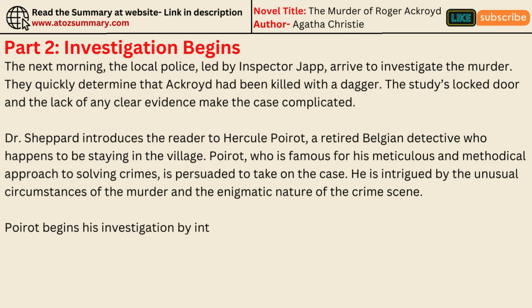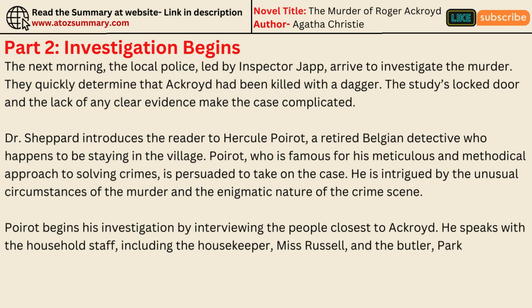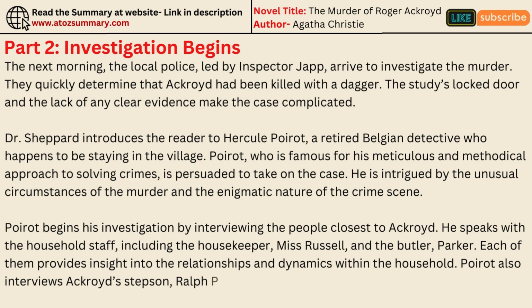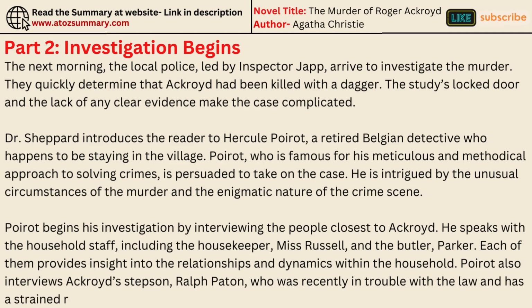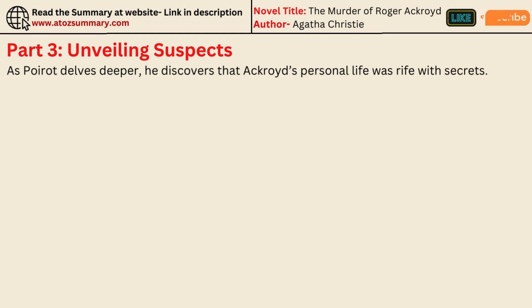Poirot begins his investigation by interviewing the people closest to Ackroyd. He speaks with the household staff, including the housekeeper, Miss Russell, and the butler, Parker. Each of them provides insight into the relationships and dynamics within the household. Poirot also interviews Ackroyd's stepson, Ralph Peyton, who was recently in trouble with the law and has a strained relationship with Ackroyd. As Poirot delves deeper, he discovers that Ackroyd's personal life was rife with secrets.